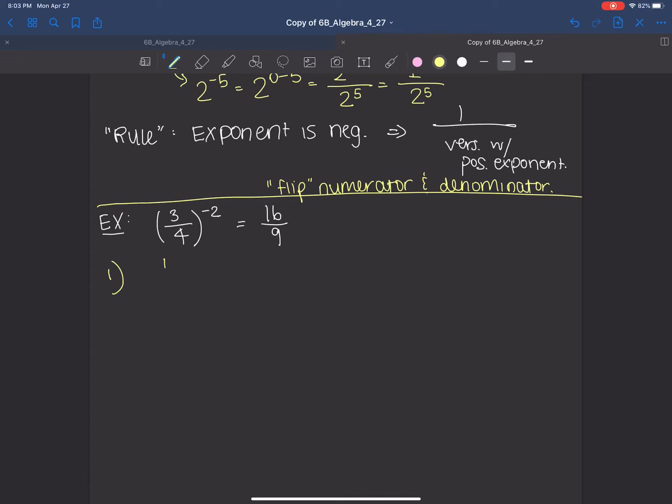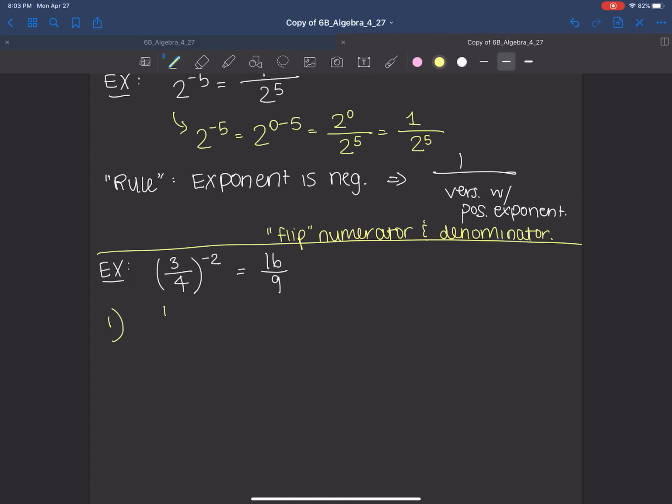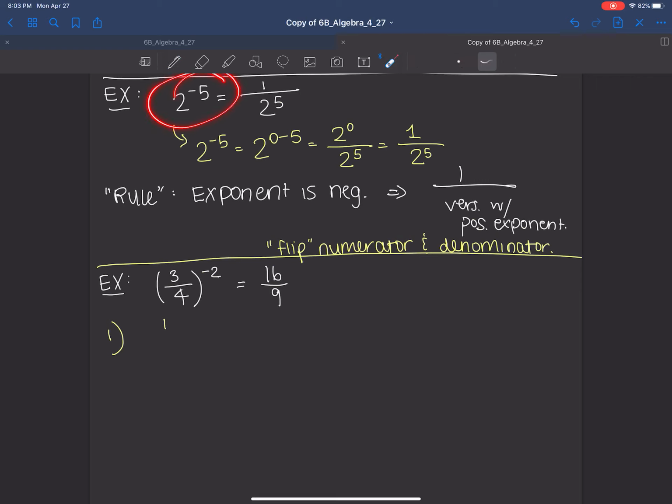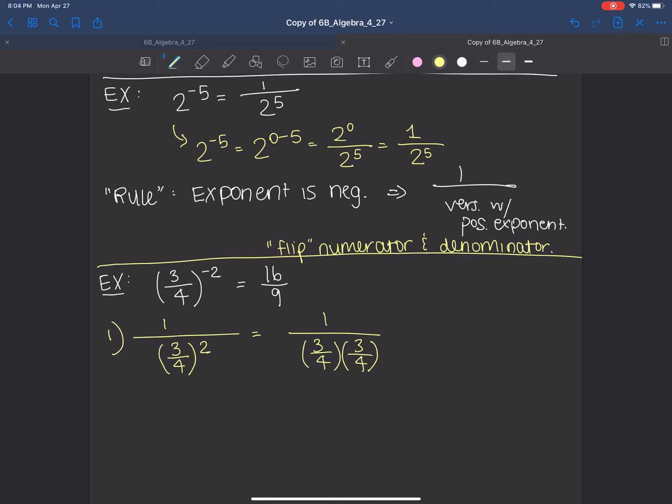So the first way is I'm going to take the same idea as before. Originally we had 2 to the minus 5, and now we just stuck 1 over and got rid of the minus sign here. One way to do it is 1 over 3/4 squared now, right? We got rid of the negative. So now I have 1 over, okay, it's 3/4 times 3/4. So this is 1 over 9/16. And when we have 1 over everything, we flip. So we have 16/9.